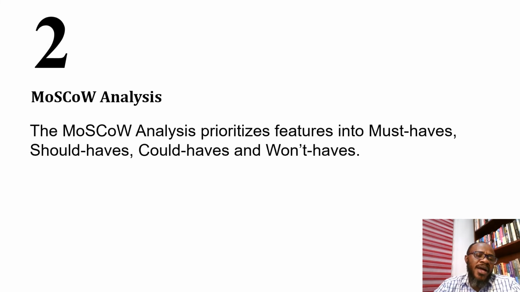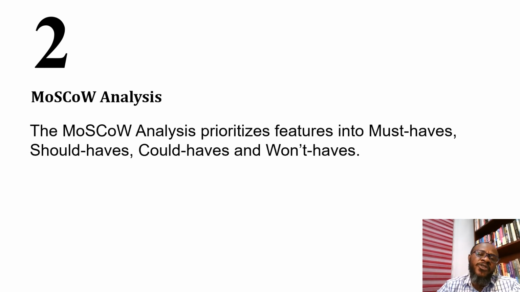The next technique we look at is the MoSCoW analysis. MoSCoW is an acronym, and it prioritizes features into must-haves, should-haves, could-haves, and won't-haves. So must-have features are features that are basic, just like we said before, and customers expect them. After must-haves, then we have should-haves. Okay, so must-haves come first, should-haves come second, and then we have could-haves, which come third. Features that we could have. They are arranged in that order, and then we have won't-haves.